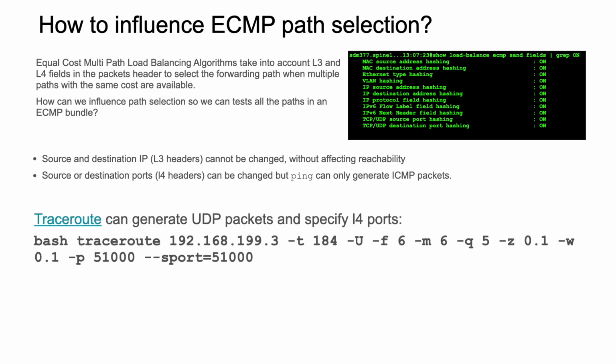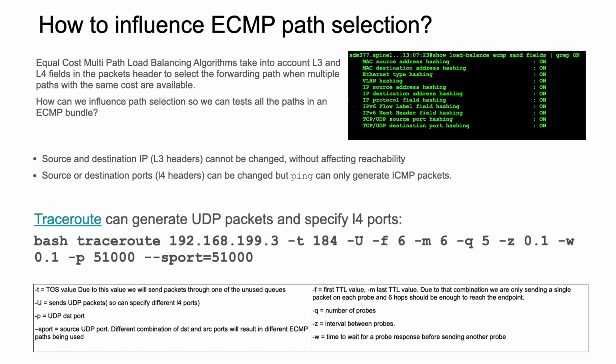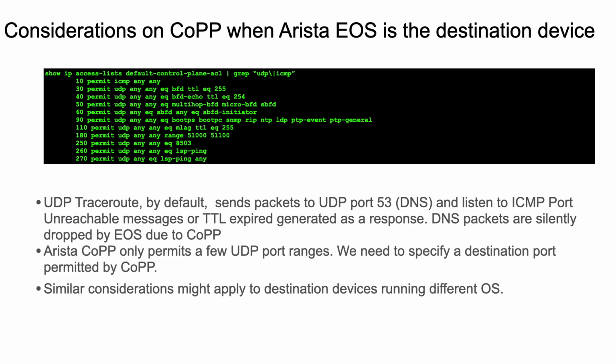Traceroute is readily available in most operating systems. It can generate UDP traffic and includes options to specify not only source and destination ports, but also TOS values. When using traceroute on networks running Arista devices, it is recommended to use a destination port that is allowed by the control plane policy, otherwise UDP test packets will be silently dropped without generating the ICMP messages port unreachable or time to live exceeded that we expect as a response.